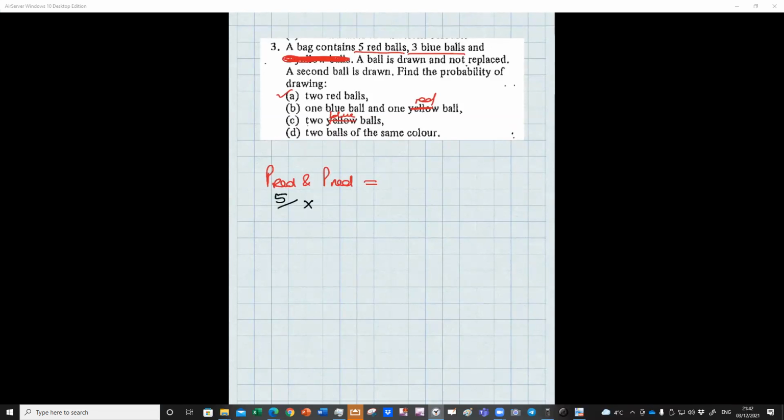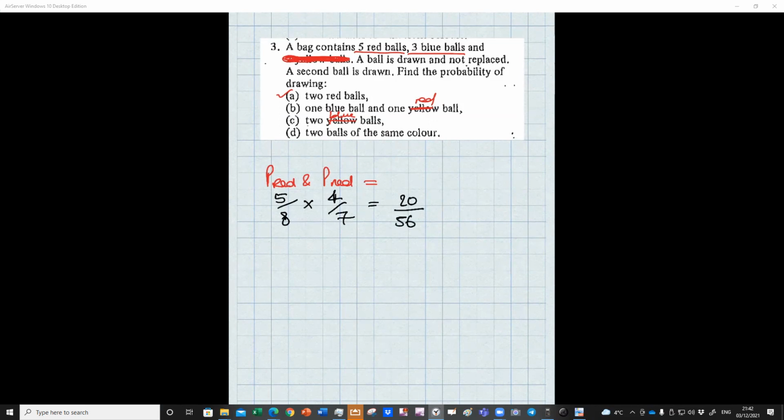5 over 8. And the second one, Abdul Hamid, will be what? Okay, you won't go from 5/8 to 3/8. If you do the same event twice, you'll go from 5/8 to 4/7, because you lose one. So that gives us 20/56.